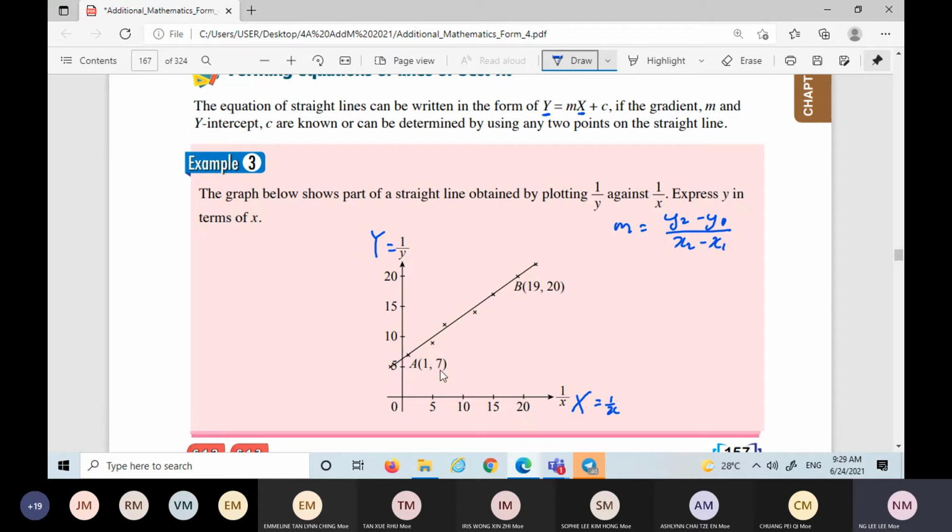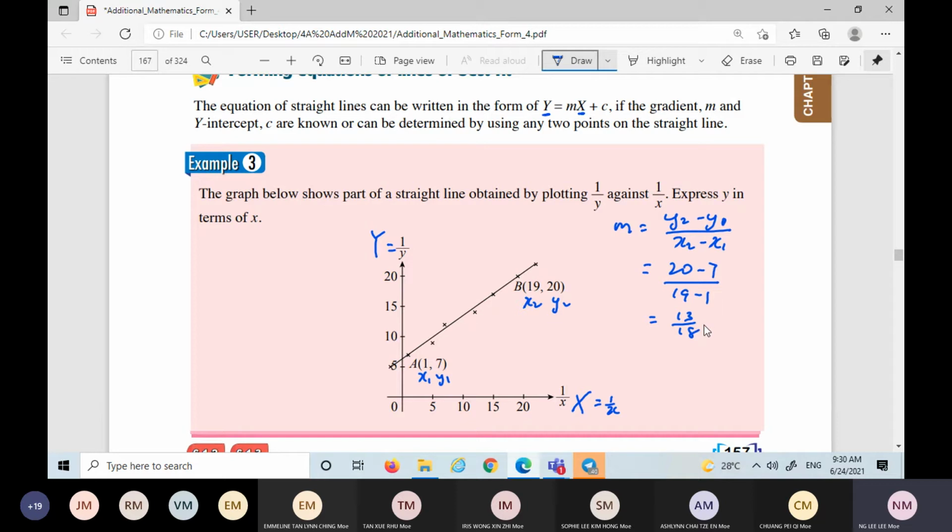So with 2 points, you will be able to find the gradient. You can set this one as x1, y1, and this as x2, y2. So y2 minus y1 is 20 minus 7, and x2 minus x1 is 19 minus 1. This is 13, then this is 18. Can I just leave it? It cannot be simplified.